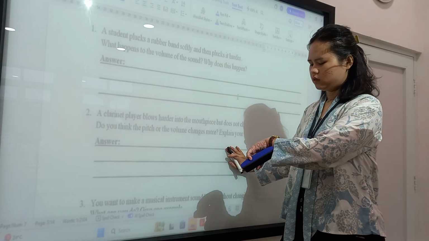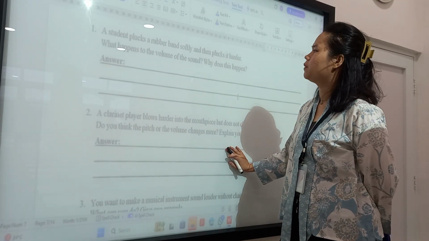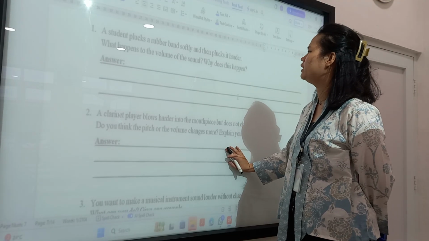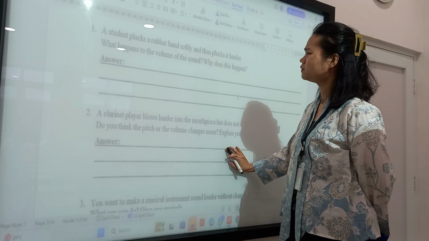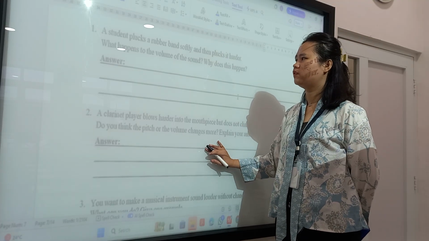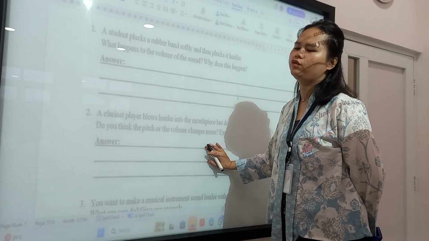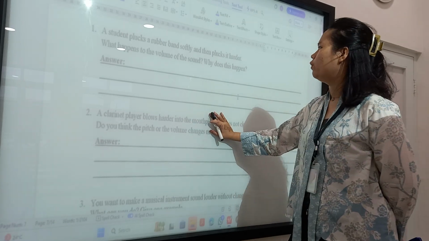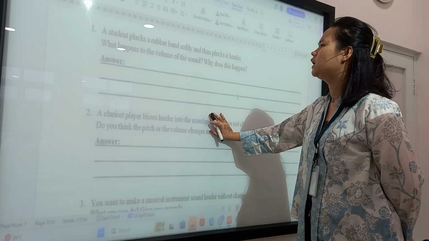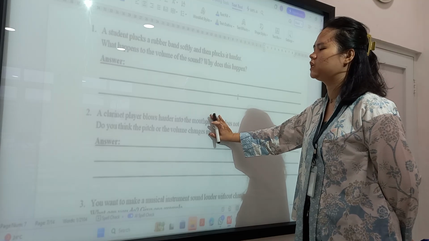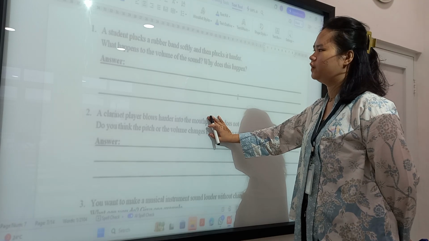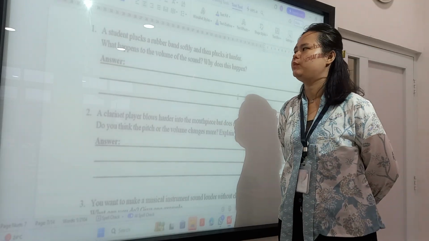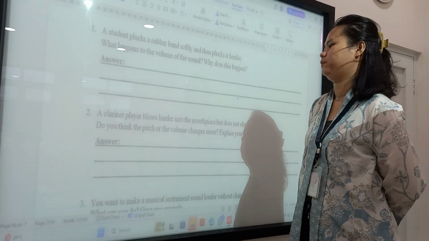Okay, let's move to question number 1. A student plucks a rubber band softly and then plucks it harder. What happened to the volume of the sound? Why does this happen? If the student plucks the rubber band softly, the volume of the sound will be low. And when you pluck it harder, it will be louder, because when you pluck it softly the vibration is slow, and when you pluck it harder the vibration will be quick, and it will produce a louder sound.